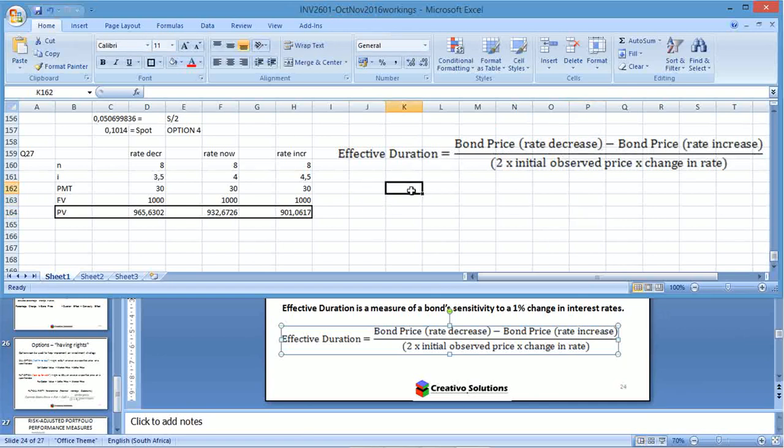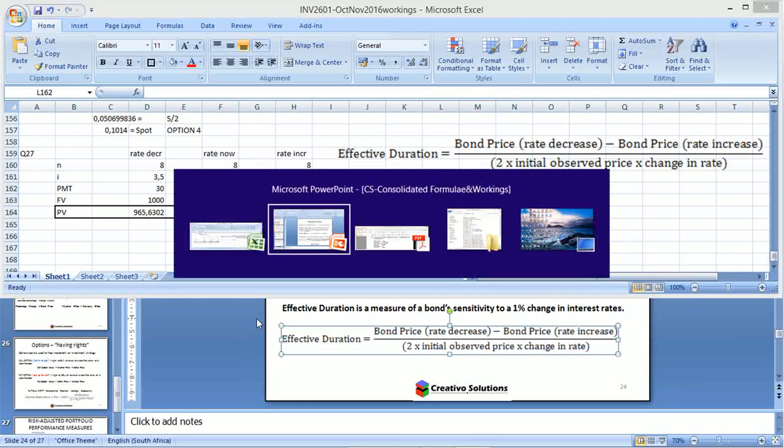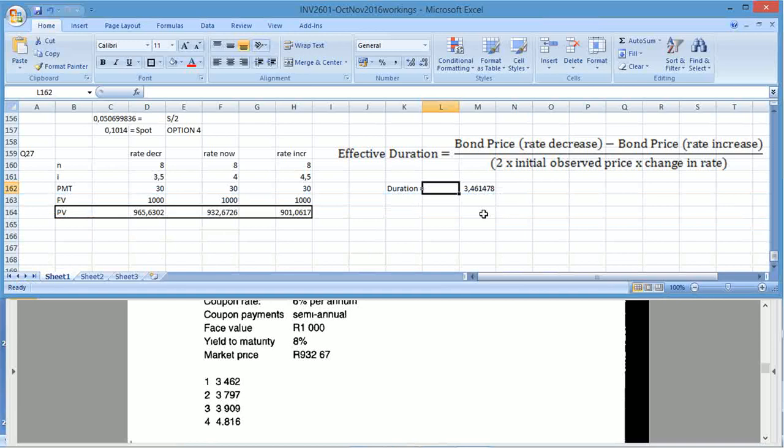That's the effective duration. Duration equals brackets, bond price at rate decrease minus bond price at rate increase, close brackets, divided by open brackets 2 times the initial observed price, times the change in rate, which was 1%, so 0.01, close brackets, equals 3.46. That's it, option 1.